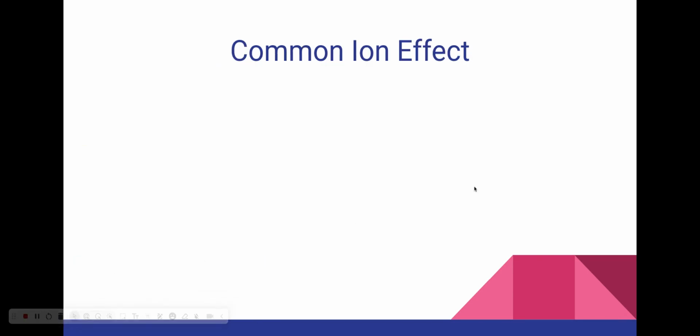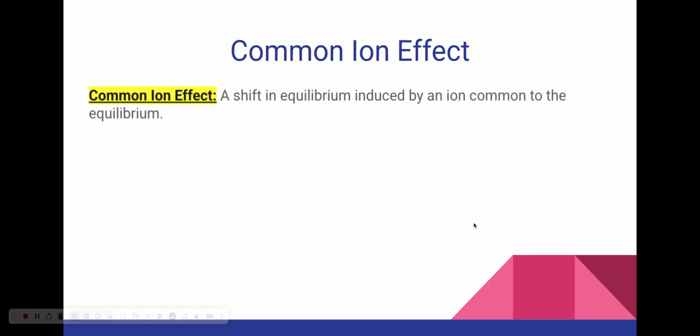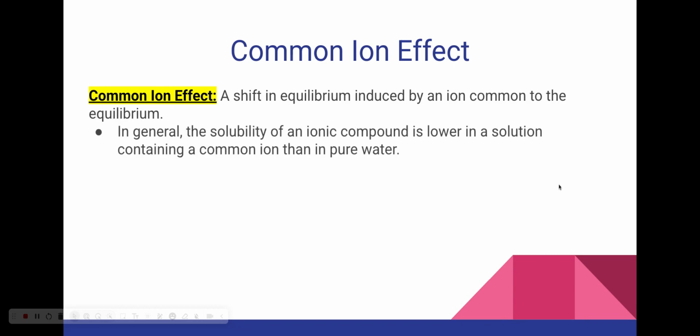Okay, let's talk about now the common ion effect. The common ion effect is a shift in equilibrium induced by an ion common to the equilibrium. So in general, the solubility of an ionic compound is lower in a solution containing a common ion than in pure water. If you recall back to the very beginning of this video lecture, I talked about how in this section we would talk about solubility in terms of pure water versus a salt solution. Well, the salt solution is going to be the solution that contains these common ions.